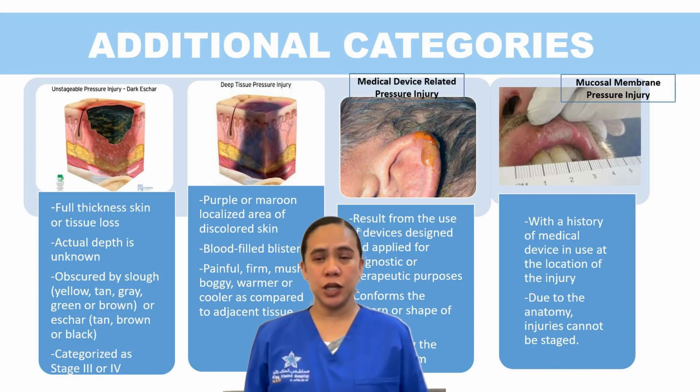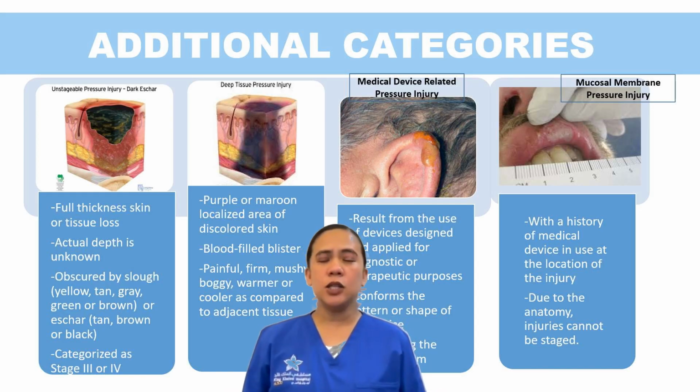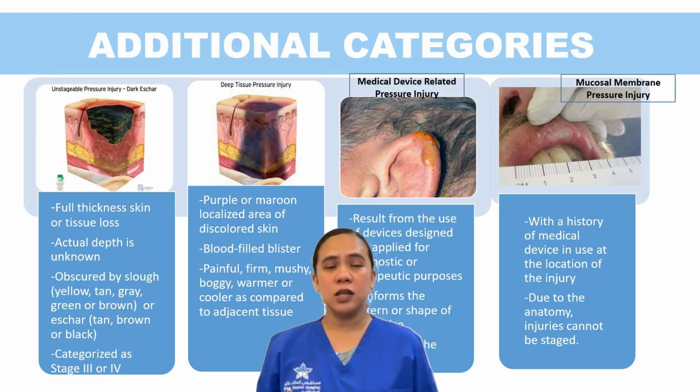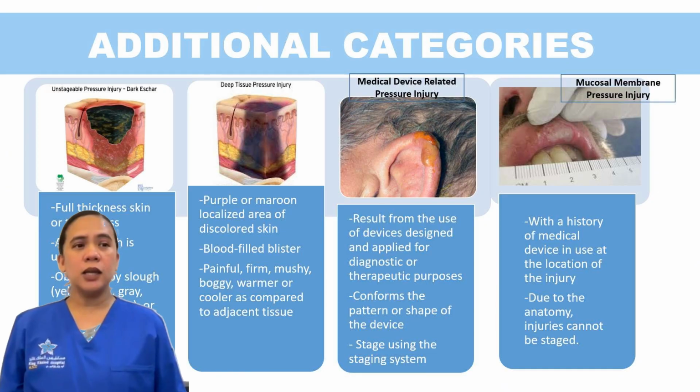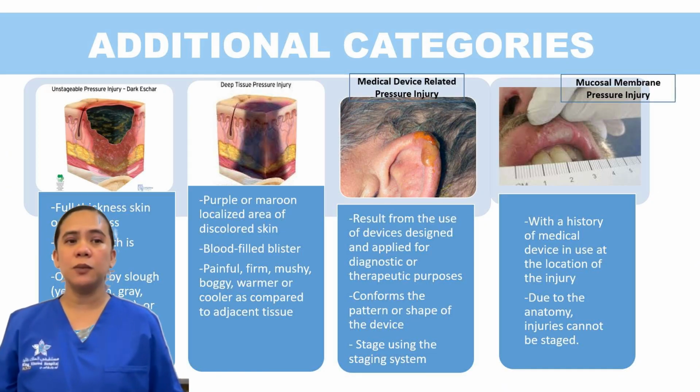Deep tissue pressure injury is a purple or maroon localized area of discolored skin. It is a blood-filled blister. It is painful, firm, mushy, boggy, warmer or cooler compared to the adjacent tissues. While the medical device-related pressure injury and mucosal membrane pressure injury result from the use of medical devices such as oxygen tubing.